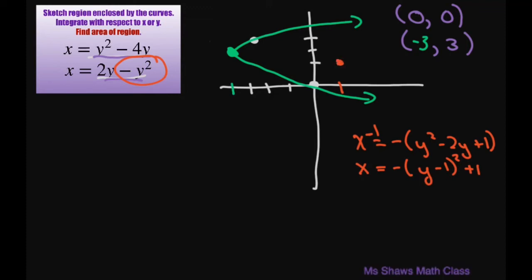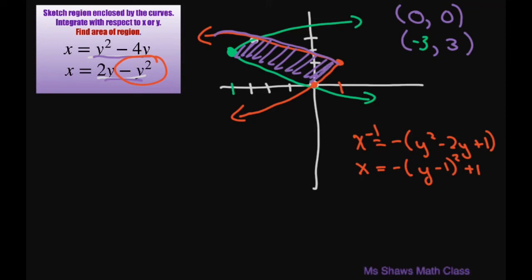And again, we already know the intersection point, so we don't have to worry about too much more. So this is going to go this way, and this one's going to go like this. So that's just our little sketch there. The area we're looking for is right here.